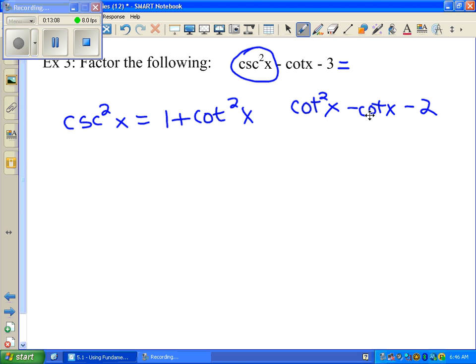Now I have something that looks suspiciously like a quadratic, and I'm going to factor it exactly as I would x squared minus x minus 2. I'm going to draw my 2 sets of parentheses. The term that has to go first will be just cotangent x. And then this 2 right here, I will have a negative 2 and a positive 1. And then I always do a little quick check. So my first gives me my cotangent squared. My outer and my inner combined give me plus cotangent x minus 2 cotangent x, which is negative 1 cotangent x. And then my last gives me a negative 2.